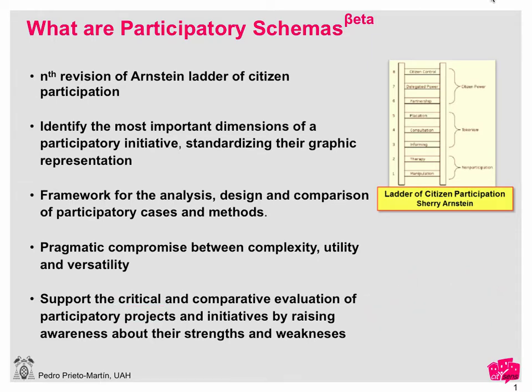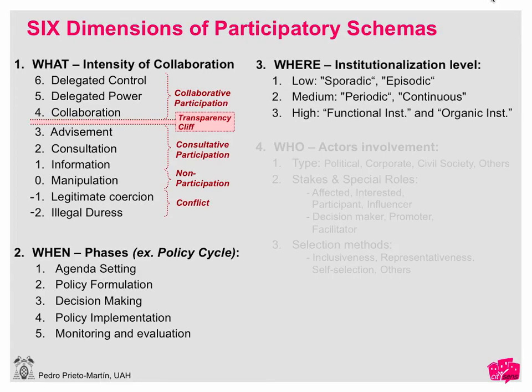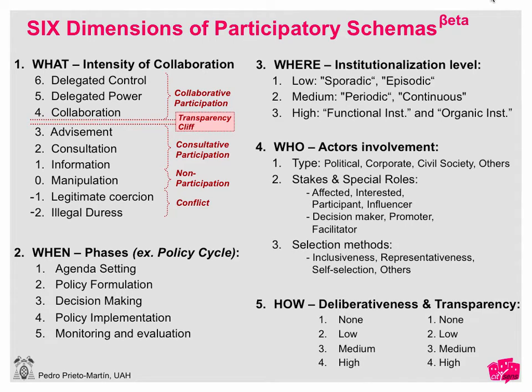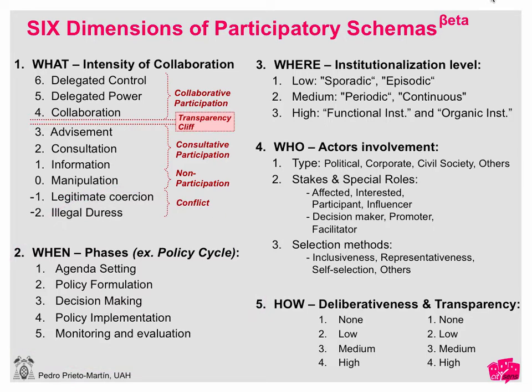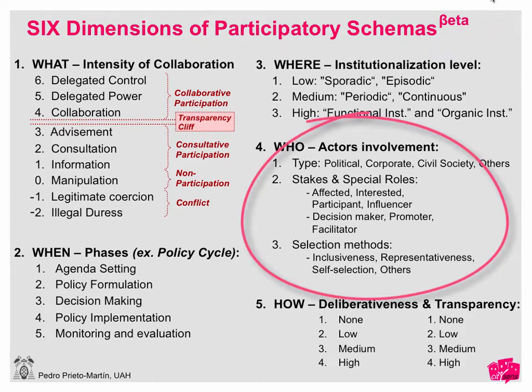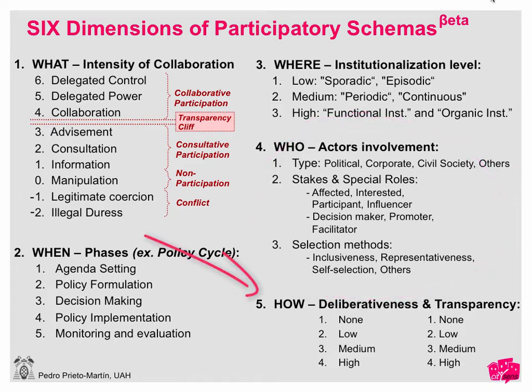So which are the six dimensions of participatory schemas? There you have them. It's quite obvious. Intensity of collaboration, very much inspired by Arnstein. In which phases, because usually participatory processes have phases, and we frequently do not differentiate, and different phases have very different characters, so they need to be considered. The level of institutionalization, the analysis of actors, and then some aspects about the how, so how deliberative it is and how much transparency is involved.